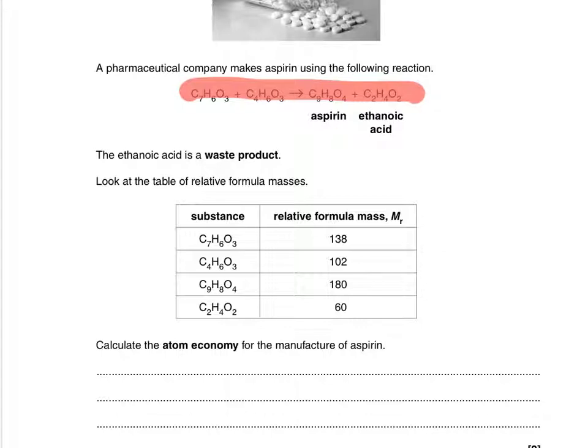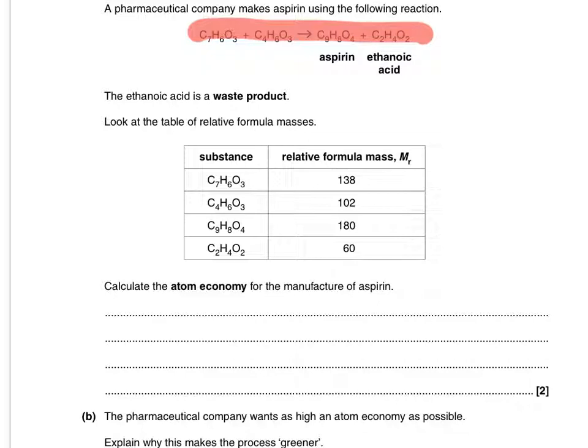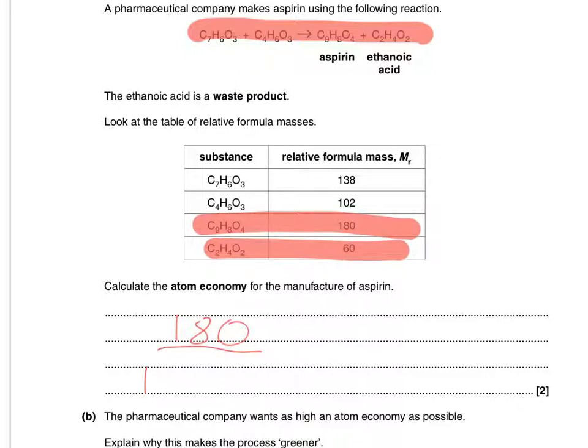So the Mr of our desired product, you can see that obviously aspirin is our desired product, and we have a little look in our table. There's aspirin. So we know that the Mr of our desired product is 180. Now we need to work out the Mr of our total products made. So we know that ethanoic acid is another product that we've made. So we look, C2H4O2, there it is, 60. So we know that 180 is going to be divided by the aspirin and the ethanoic acid, because that's everything that we've made, and it's going to be times by 100.